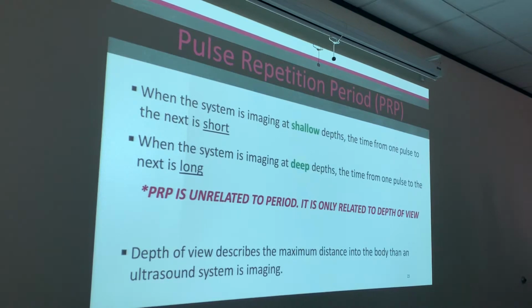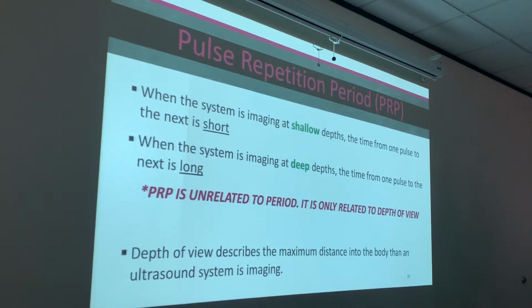The depth of view describes the maximum distance into the body that an ultrasound system is imaging. Remember, that's why we have different frequencies, right? Because if we have a higher frequency transducer, it's not going to be able to travel as deep into the body, correct? That's why, if we have a 12 transducer, we can't use the 12. Have you guys ever tried that? Try that when you go to the lab. Grab your 12 transducer and try to do an abdomen exam. You're not going to be able to do a good exam.